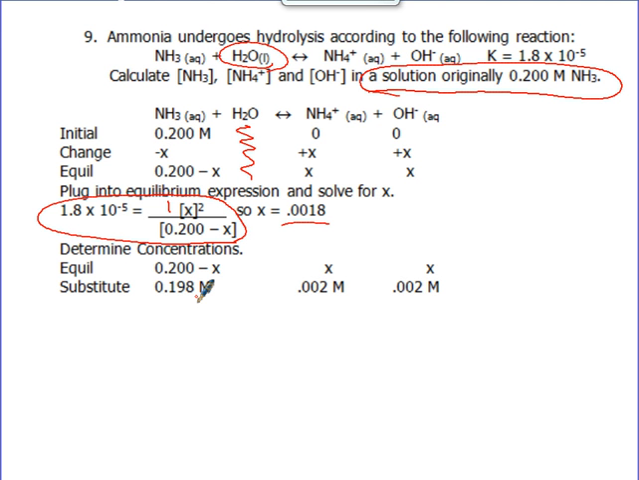Should be checkable. 0.2 times 0.2 divided by 1.98. We only have one sig fig, so don't expect a miracle there. 0.002 times 0.002 divided by 0.198. I got 2 for my K check. I'm going to write this K check. I got 2 times 10 to the minus 5th, which, because I only have one sig fig, is darn close to 1.8, and that makes me happy.